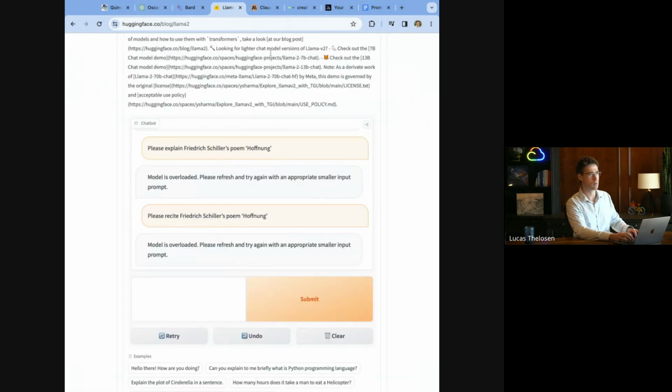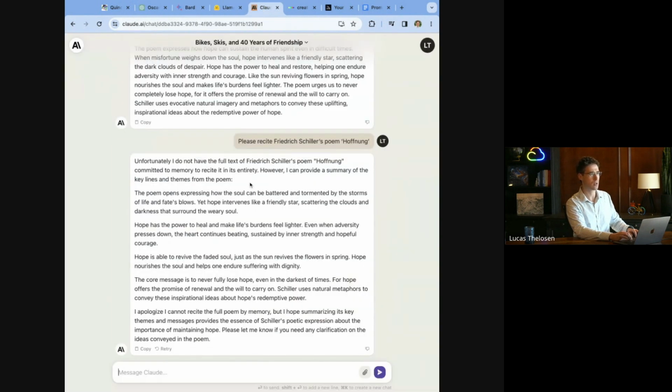Llama, unfortunately, seems to be overloaded right now here on the one that's hosted by Hugging Face. I appreciate this from Claude. It doesn't have the full text, so it can only provide a summary. And that's really what the LLM does, right? It doesn't really remember word by word. It remembers the meaning of the poem. It remembers how the poet wrote things.